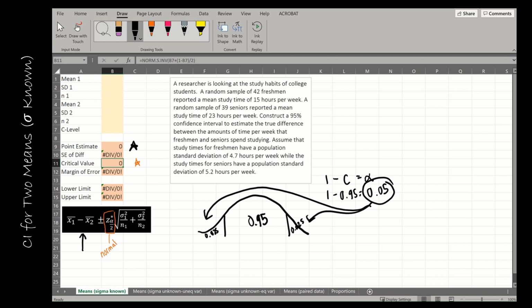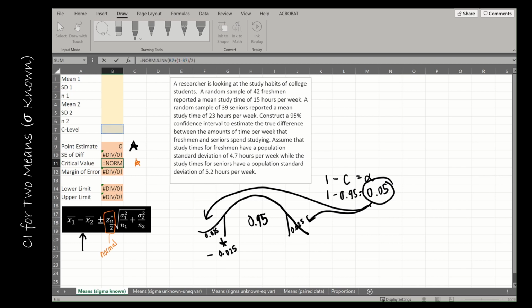Now the reason I bring this up is because when I'm looking for the critical value, I need either this value, which is obviously 0.025, and then find the norm inverse of that. But the problem with this is that it's going to be negative. So you can do that. You can use exactly what I have here and just use the negative in front, and you won't have to add this B7, but I'm going to show you how I did it.